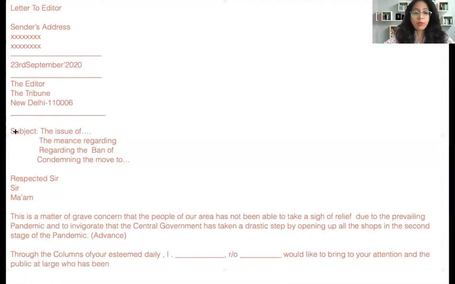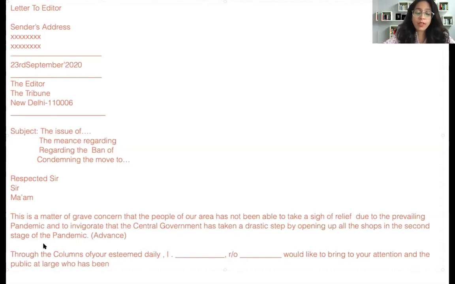Then leaving one line, you will mention the subject, and these are just a few starter lines for writing up the subject. It could be the complaint regarding the issue of regular power cut in our area, or the menace regarding the regular power supply in our area, or condemning the move of the government or the local authorities for banning the power supply in our area.